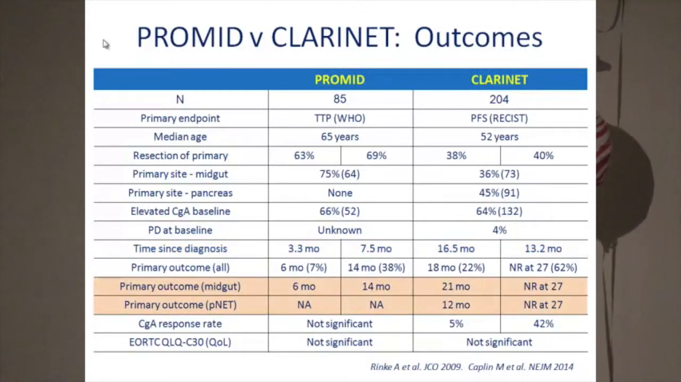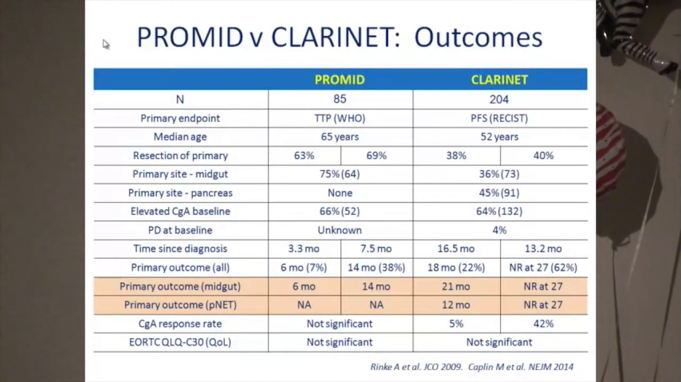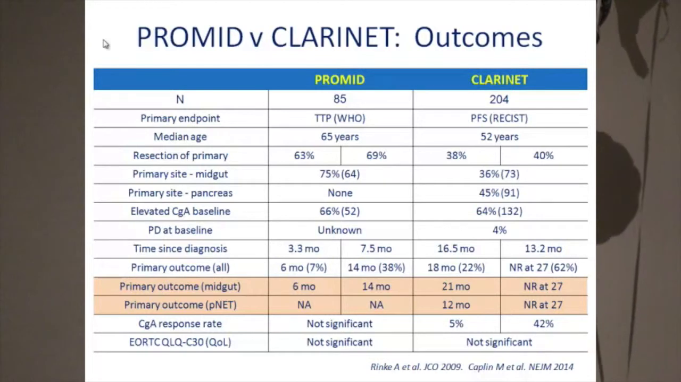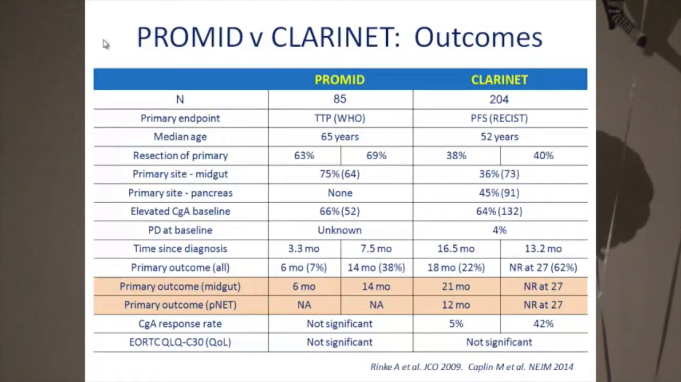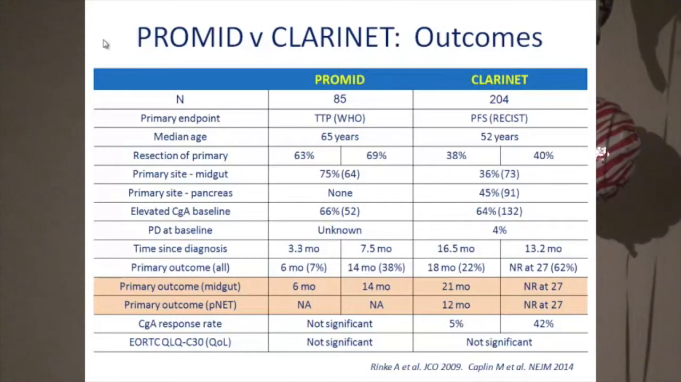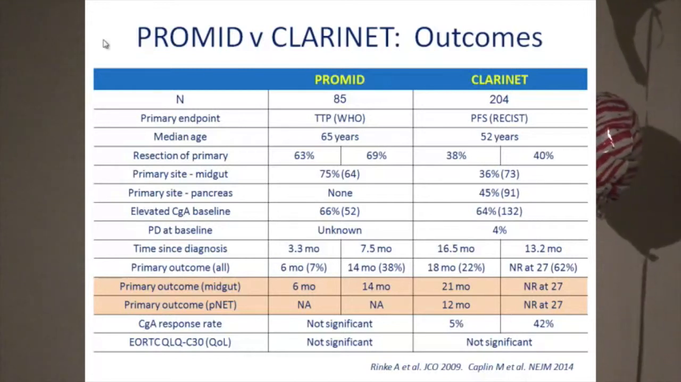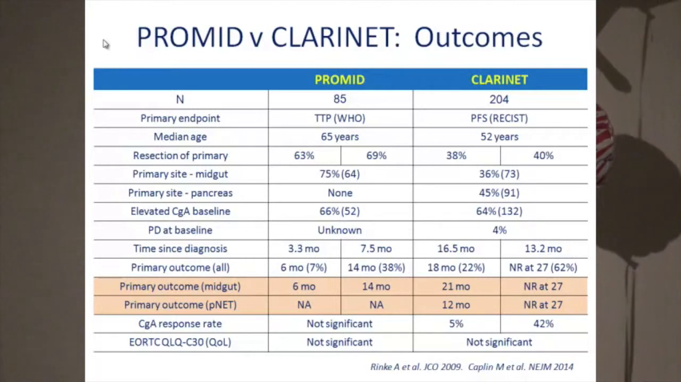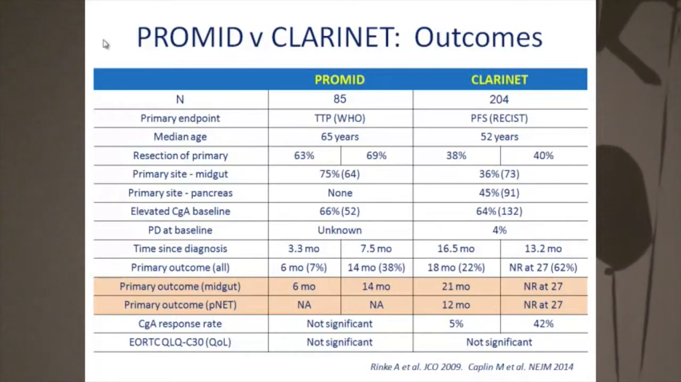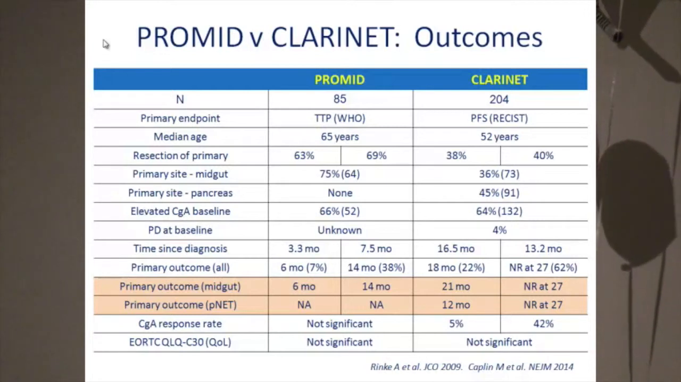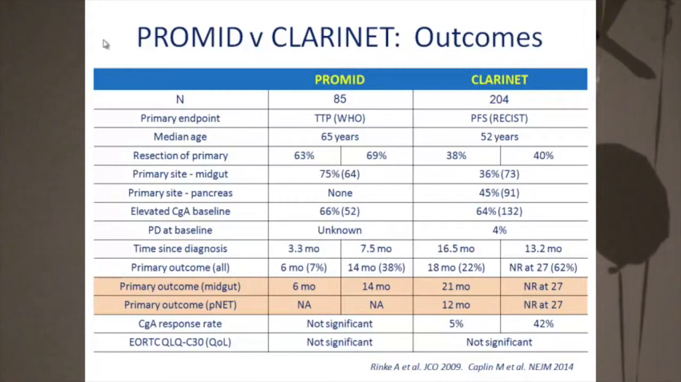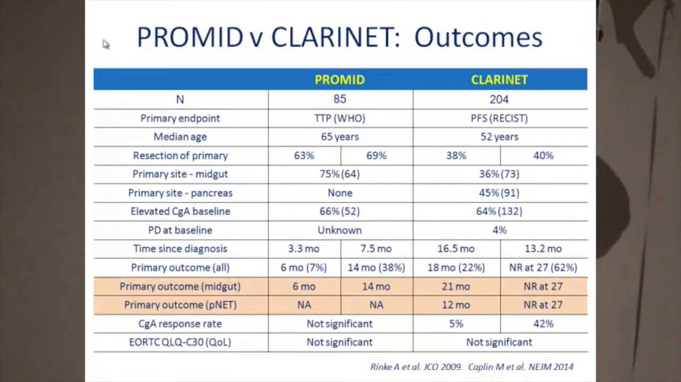The other thing to note is the primary outcome, as far as time to tumor progression or progression-free survival, I've just put them together. They're a little bit defined differently, and as a result, the data is different. The primary outcome for midgut in placebo is 6 months, with Octreotide is 14 months, whereas in the CLARINET for midgut is 21 months, going beyond 27 months, meaning that at 27 months, the progression-free survival is not reached.